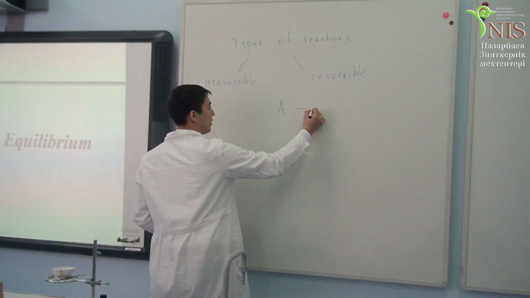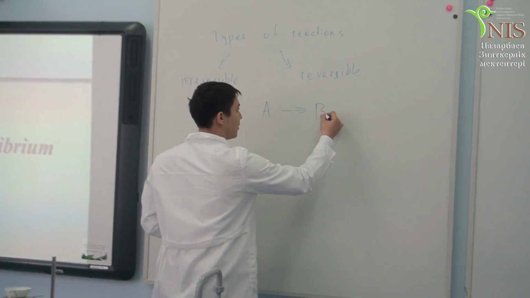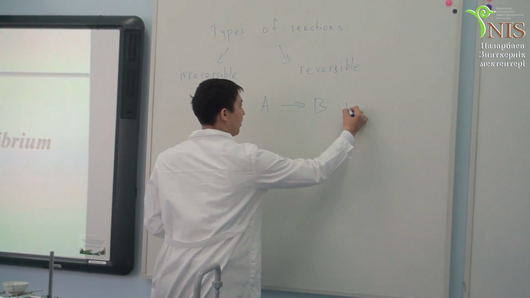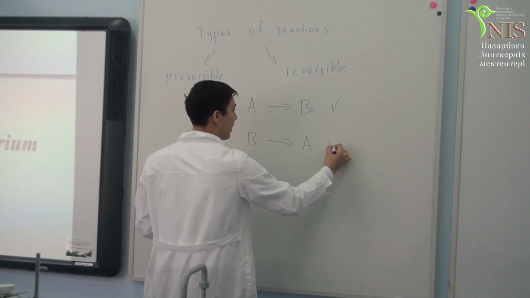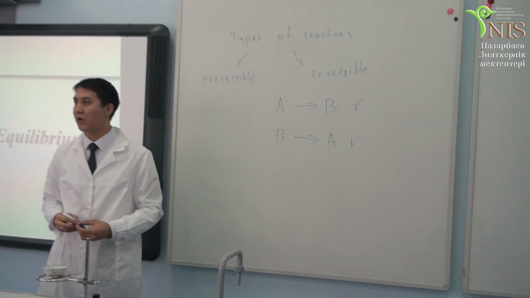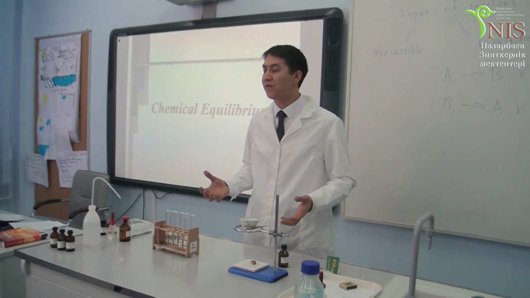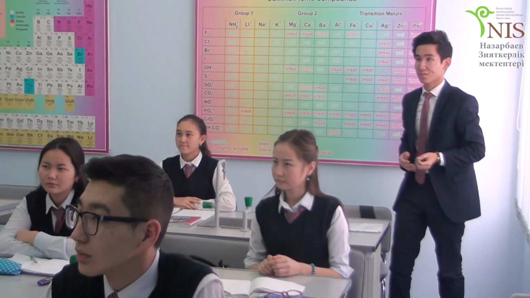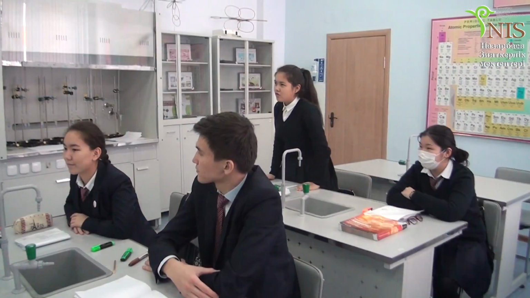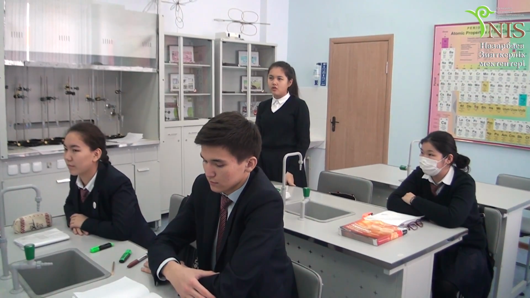Reversible reactions occur when a substance A changes to B and the substance B can produce A. This is called reversible reaction. What can you say about reversible reactions? It doesn't go to completion. Very nice. Any other ideas? So the reaction proceeds in both forward direction and backward direction. Very good. Let's do another reaction.